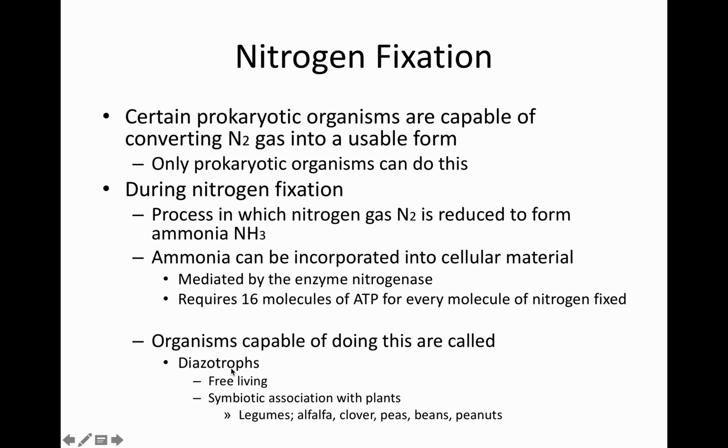We can find these organisms either free living in soils and some aquatic environments, or in a symbiotic relationship with plants. If you're familiar with legumes at all, alfalfa, clover, peas, beans, peanuts, these organisms have a symbiotic relationship. They actually house the diazotrophs in root structures, and the bacteria fix nitrogen right for the plant, and they will release nitrogen into the soil as well.